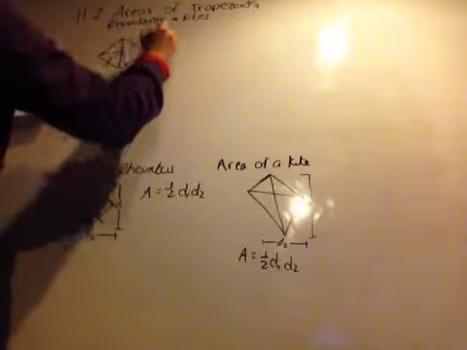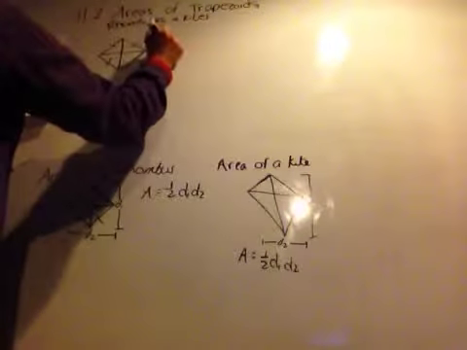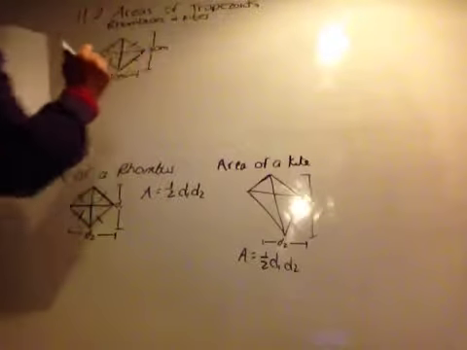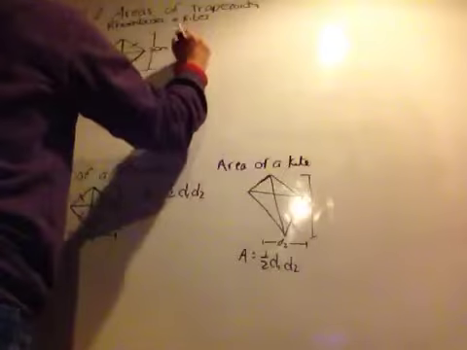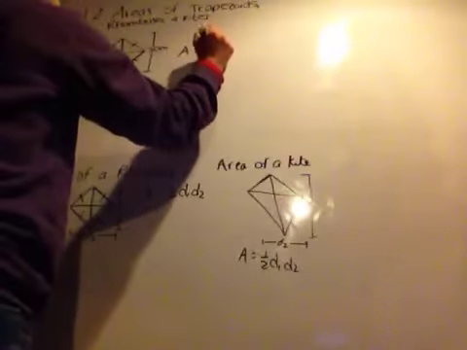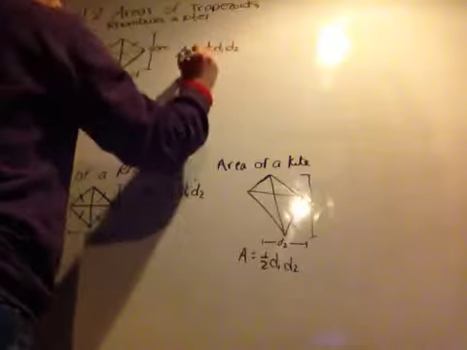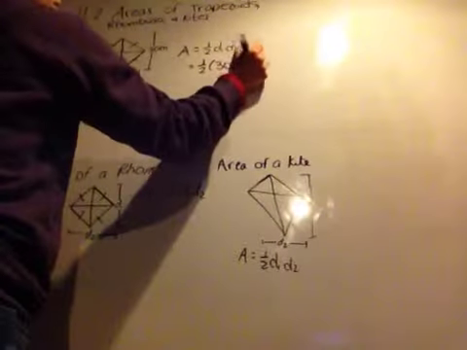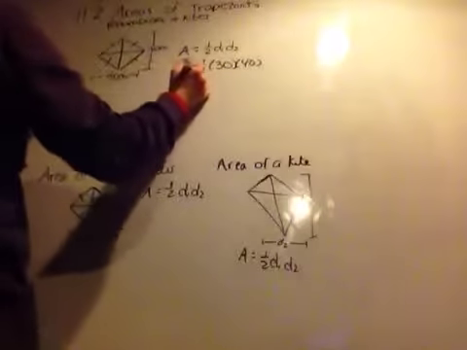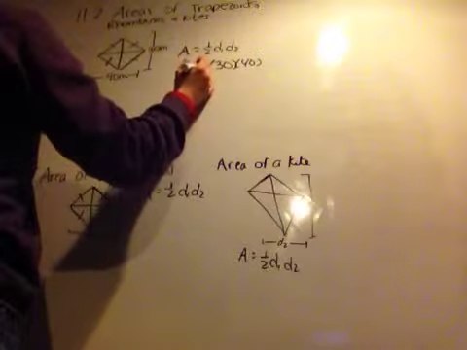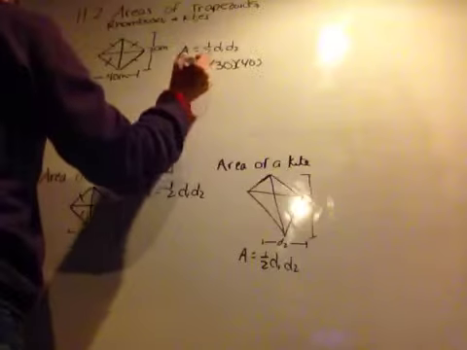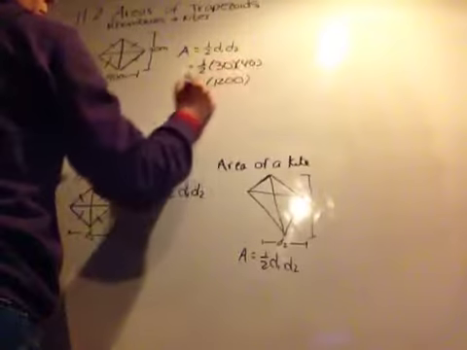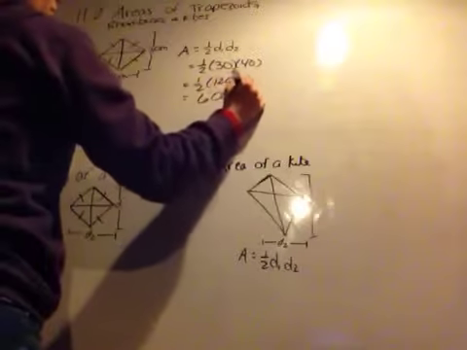Okay, so in our rhombus, one diagonal is 30 meters, and the other diagonal is 40 meters. So we're going to find the area. Our area is 1/2 diagonal 1 times diagonal 2. So we're going to plug those in. We have 30 times 40. Okay, so then we have 1/2 times 1200, which is going to be 600 meters squared.